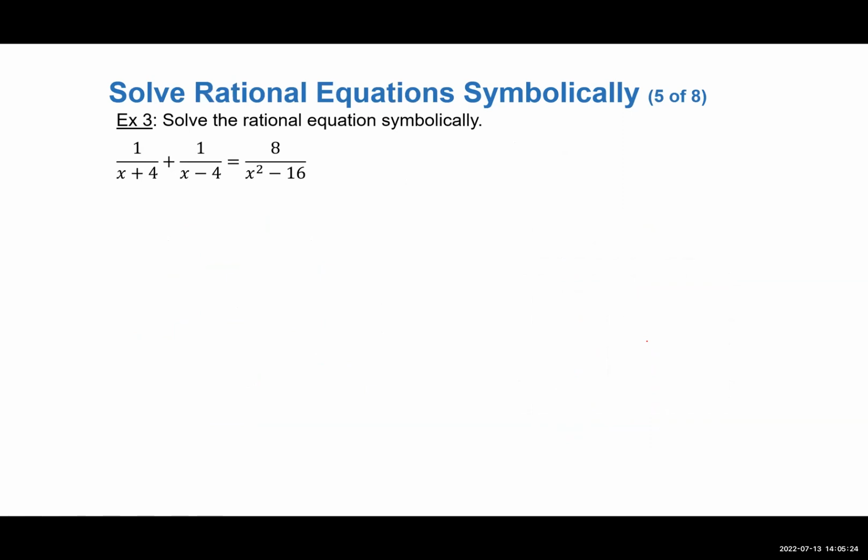All right, let's do another example. Solve this rational equation symbolically. So now we have a fraction plus a fraction equals a fraction. And I would say the first step for me would be to solve this by getting a common denominator, right? So in this first fraction, I probably want to multiply this guy by X minus 4.